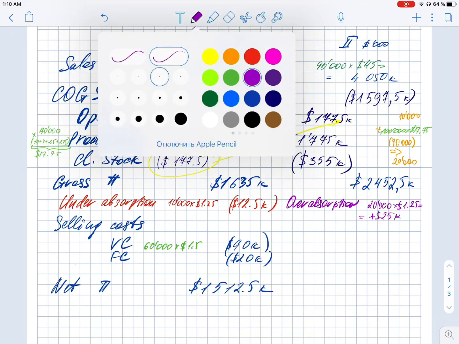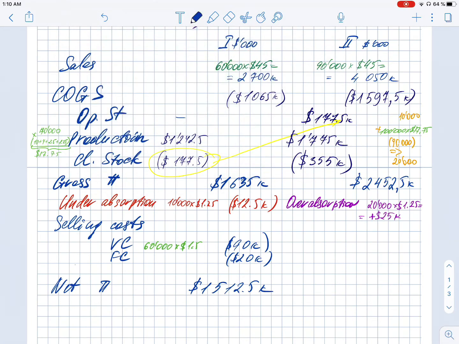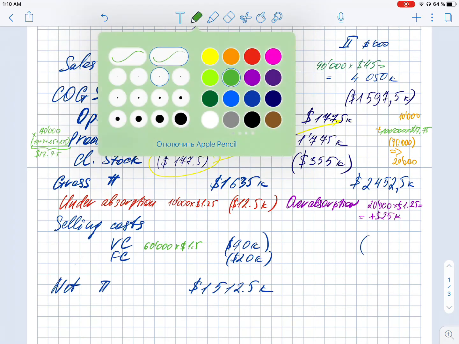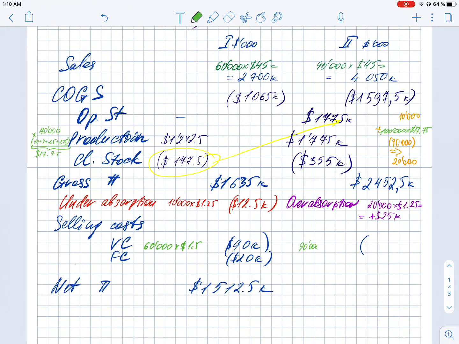And then we have to deduct selling cost, both variable and fixed portion. Variable costs should be calculated as 90,000 units sold multiplied by $1.50. Eventually, it would be $135,000. I'll use the eraser here because it can mislead someone. So $135,000, and the fixed portion, which is the same, 20,000.